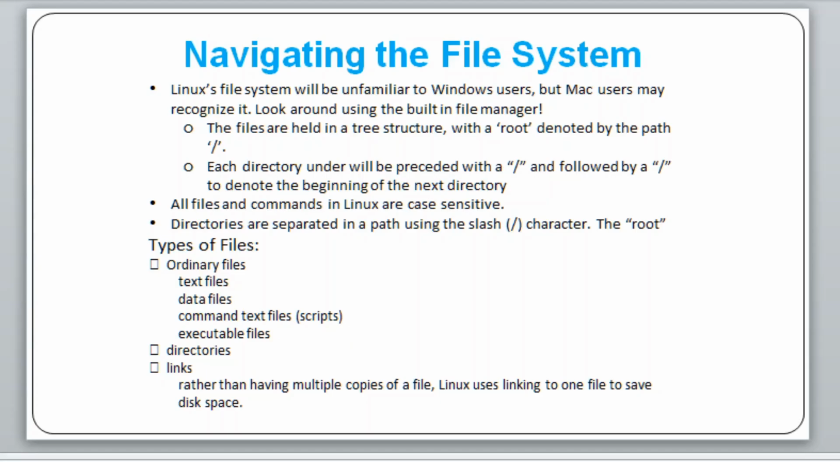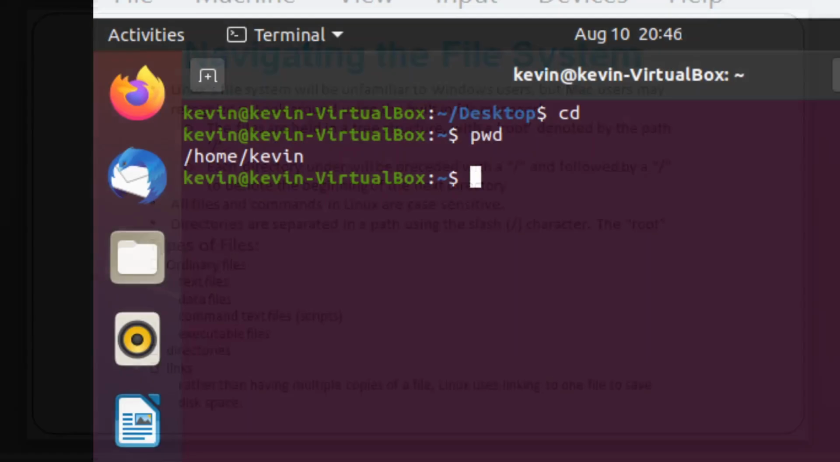Let's go ahead and talk about navigating the file system. So the Linux file system will be unfamiliar to Windows users, but Mac users may recognize it. Look around using the built-in file manager to familiarize yourself with the structure. How it works is the files are held in a tree structure with a root denoted by the path /. Each directory under will be preceded with a / and followed by a / to denote the beginning of the next directory. So let's go ahead and check that out on our VirtualBox here.